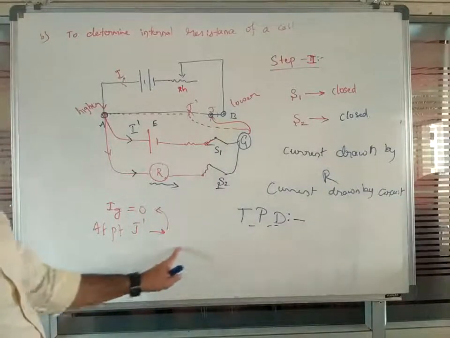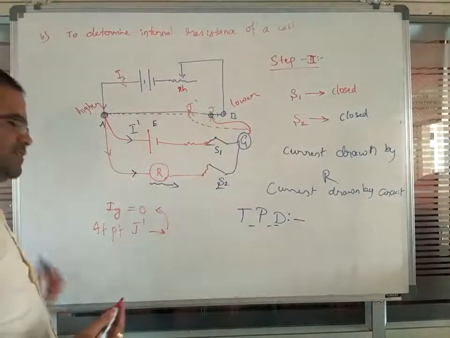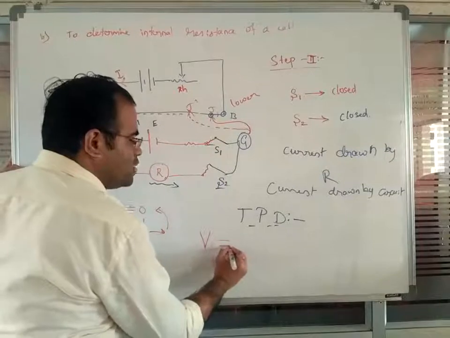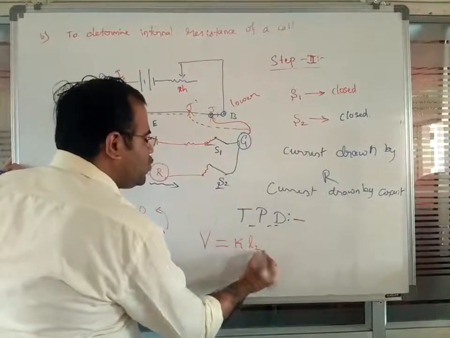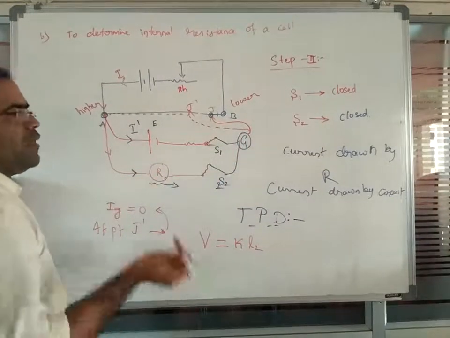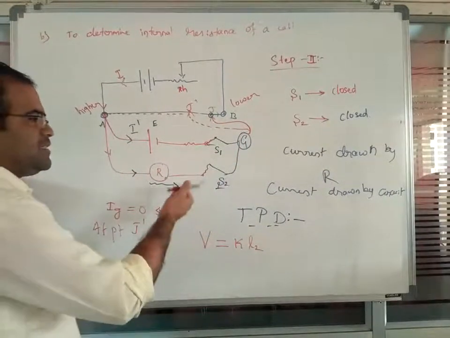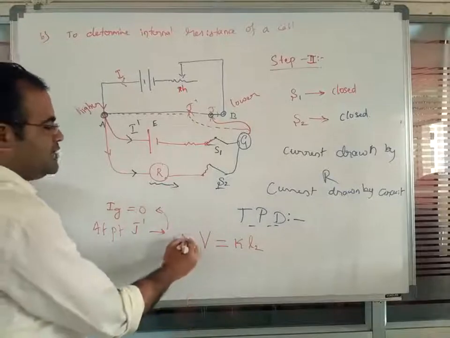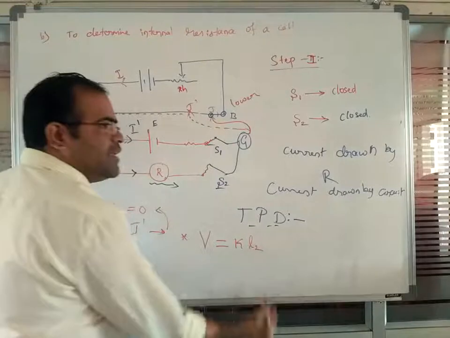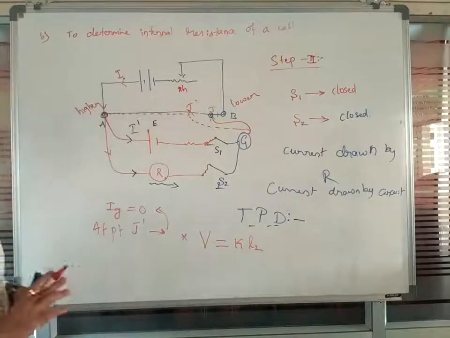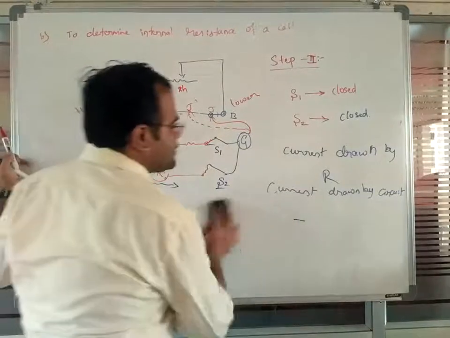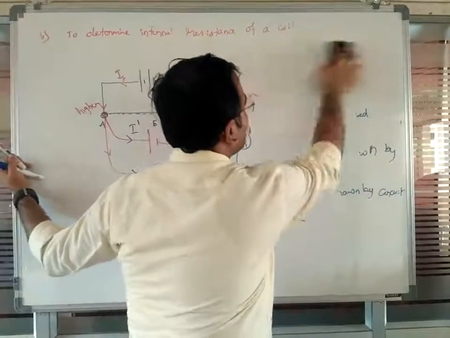So when we observe current through the galvanometer as 0, we can say terminal potential difference is equal to K into L2. Because in the first section we have taken EMF of a cell. In the second step we are observing this as a terminal potential difference, which is given by V is equal to K into L bar. Now you are going to get the internal resistance of a cell. So we have taken both the steps.